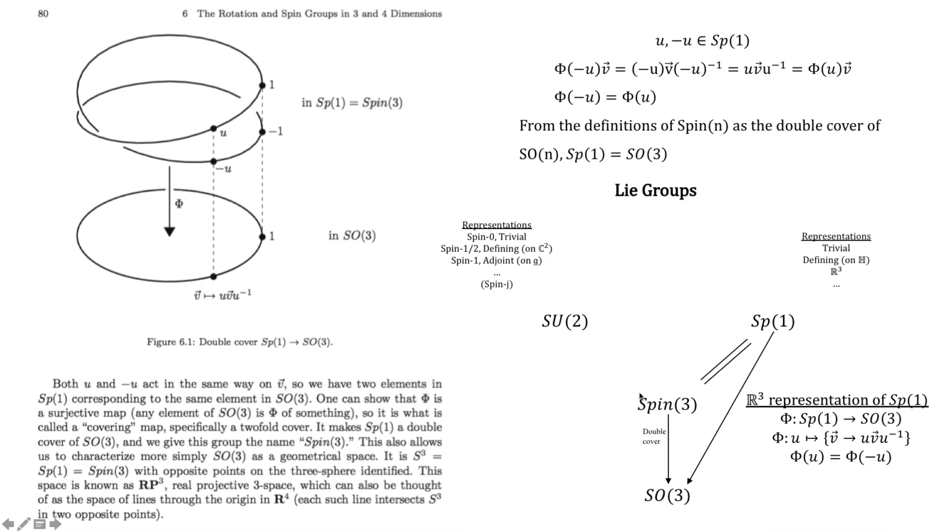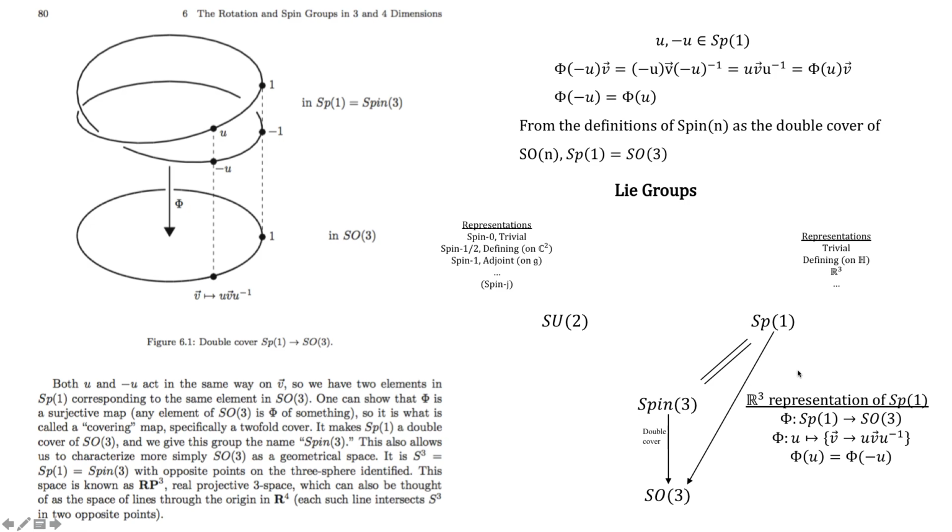And because we defined spin 3 to be the double cover of SO3, spin 3 then equals SP1. With this, we have established the relationship between SP1 and SO3, namely that it is a double cover. The homomorphism from SP1 to SO3 can be thought of as an R3 representation, or rather the adjoint representation, where for the adjoint representation, SP1 acts on the space of purely imaginary quaternions, and for the R3 representation, SO3 acts on the 3-vector.